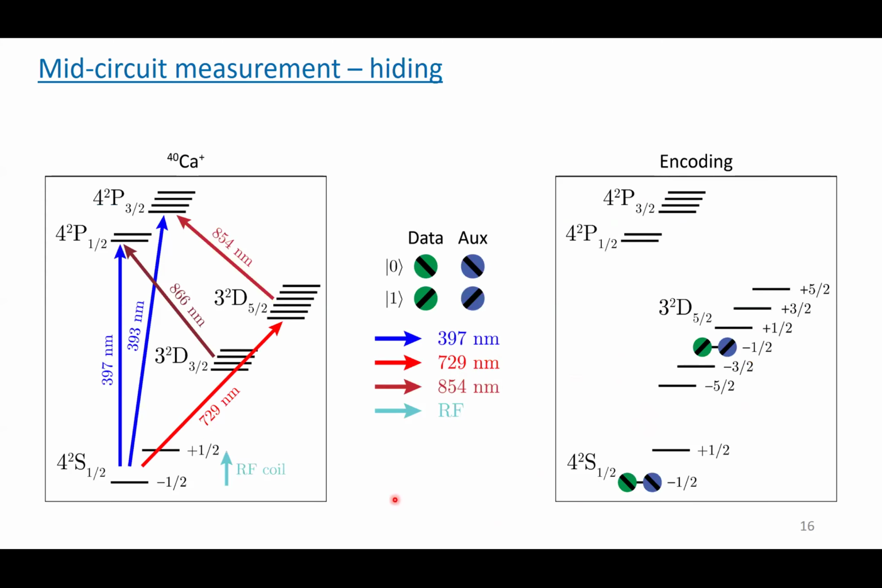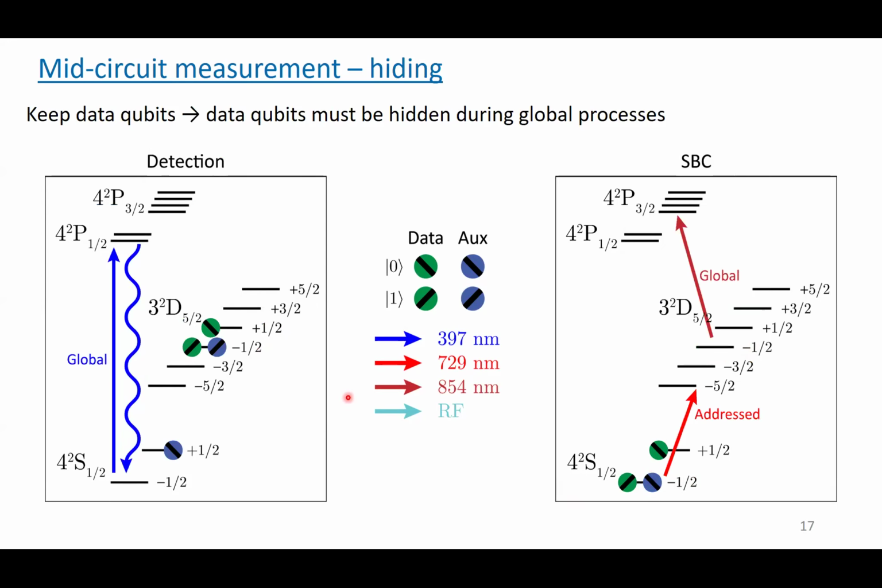So let's have a look again at our level scheme. As you can see, qubits are encoded in this optical qubit here. And the problem is, if we do detection with our global beam, or if we do qubit reset with our global beam, we will spoil states of data qubits. So we will also detect them or reset them. That's why we need to do some kind of hiding.